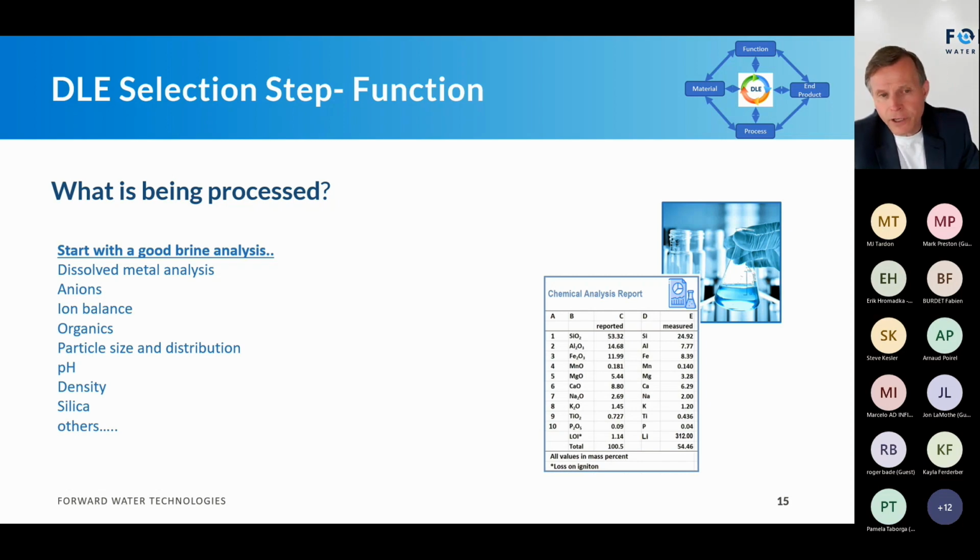pH, what am I starting with? Density is a critical one. Usually it's low, but that allows us to do modeling as well as calculations, hydraulic flows and resistance of your pumps. Silica, that's a critical one, and lots of other ones.